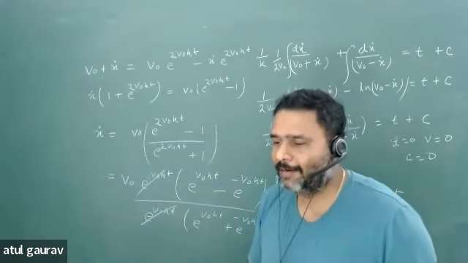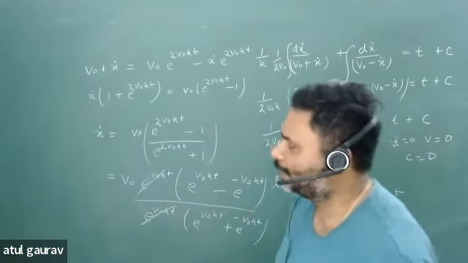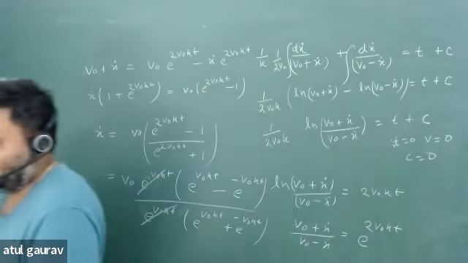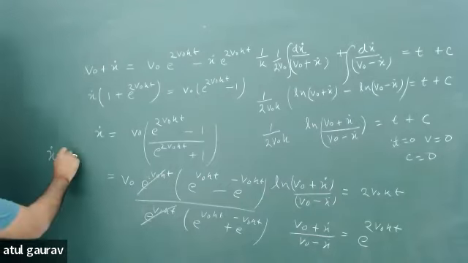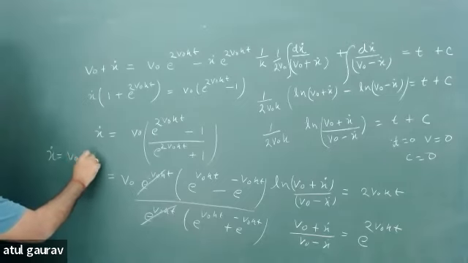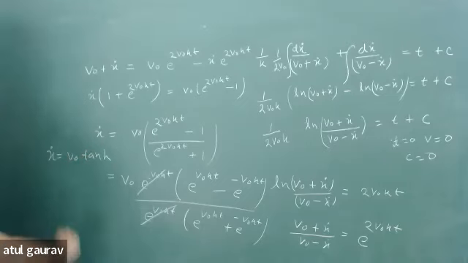हाँ, v naught क्या? tan तो आपने सही बोला. Tan what? Very good. क्या tan? X dot is equal to what tan? Hyperbolic function. Very good. So v naught tan hyperbolic function is there.